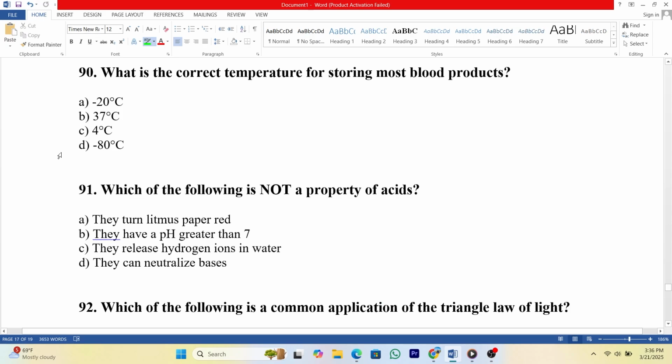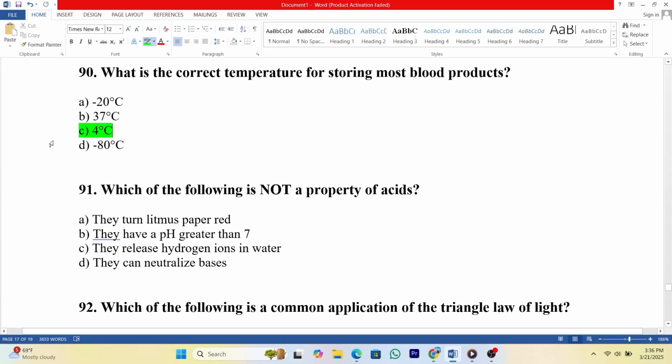90. What is the correct temperature for storing most blood products? A. -20 degrees Celsius. B. 37 degrees Celsius. C. 4 degrees Celsius. D. -80 degrees Celsius. Answer, C. 4 degrees Celsius.